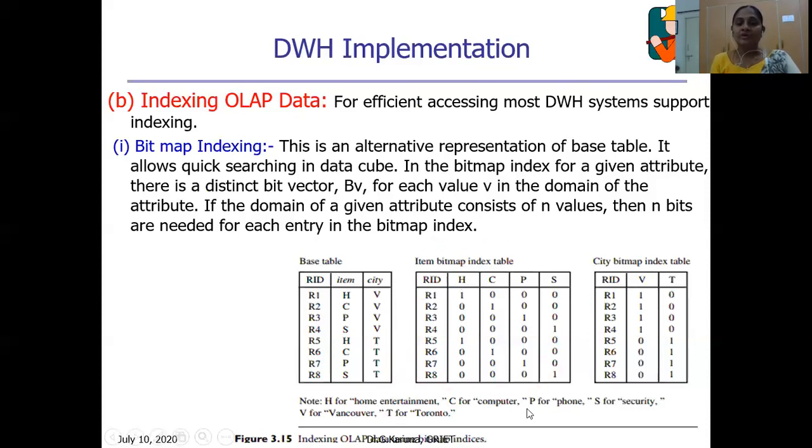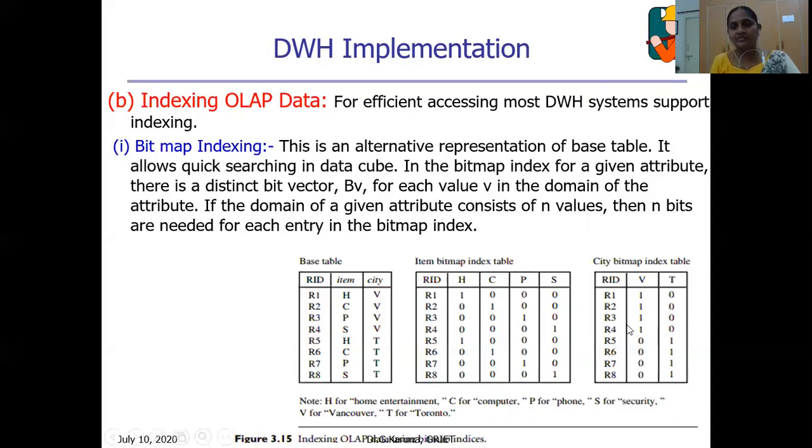In this table, wherever the record has that particular value, we put 1, and the remaining we put zeros. See this one: in record 1, the existing value is home entertainment, so there I put 1, and the remaining are 0. Similarly, in record 2 the value is computer, so in the computer bit vector I put 1, and all the remaining are zeros. Like this, we create a bitmap index table.